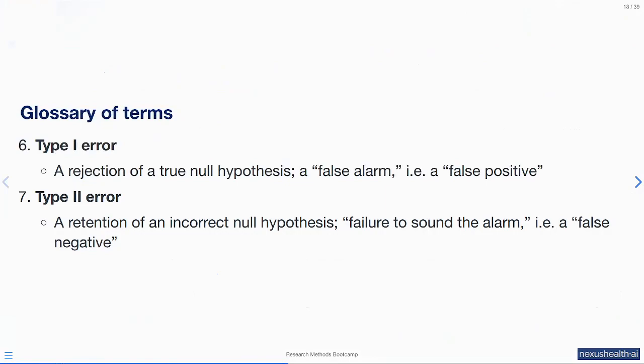And that's what happened in the story of the boy who cried wolf. When the wolf actually came, the people failed to believe him. And so, the villagers committed a type 2 error.